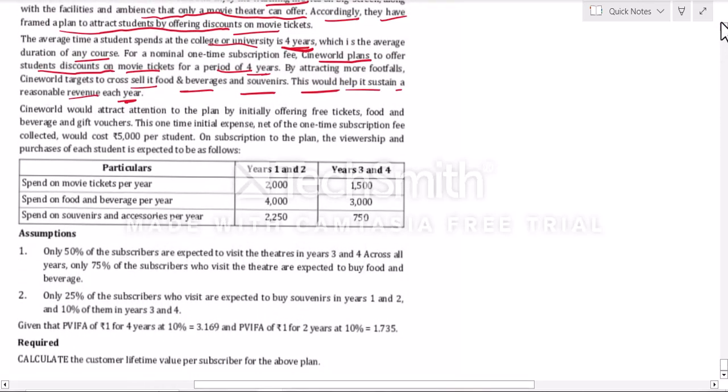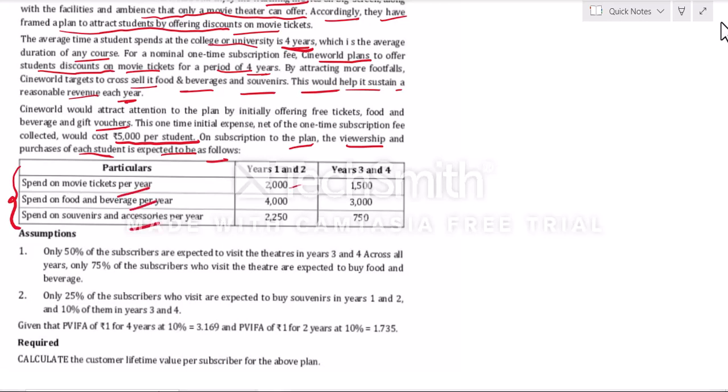So Cineworld would attract attention to the plan by initially offering a free ticket, food and beverages, and gift vouchers. This one-time initial expense, net of one-time subscription collected, would cost 5,000 per student. It means Cineworld will spend 5,000 on each and every student as an initial expense. On subscription to the plan, viewership and purchase of each student is expected to be as follows. They will spend on movie tickets, beverages and souvenirs: 2,000 in the first and second year, 1,500 in the third and fourth year.